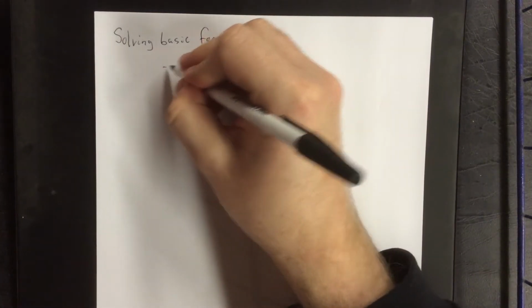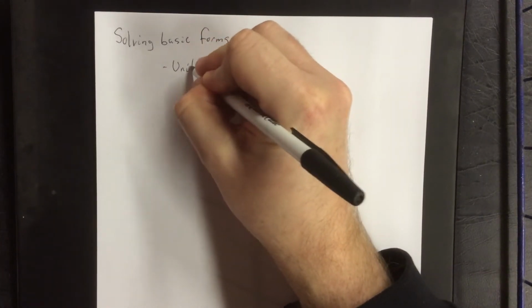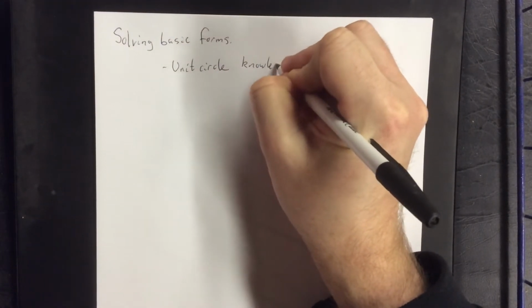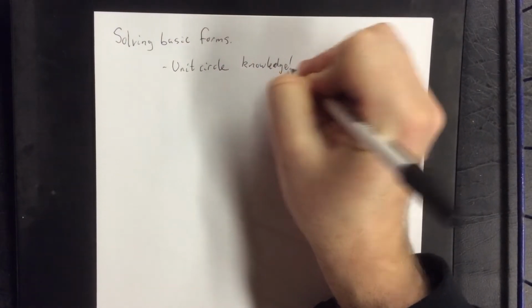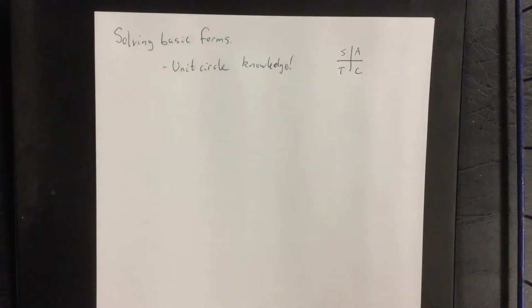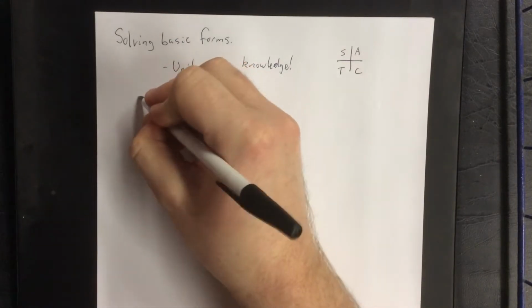To solve a basic form of a trigonometric equation, first off, you're going to need good knowledge of the unit circle. Additionally, knowing what is positive and negative in each quadrant will be really helpful to know.